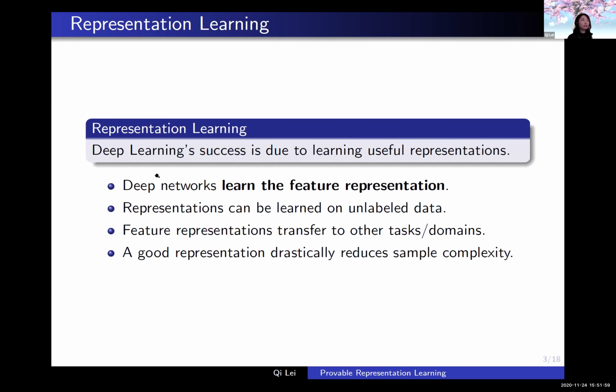In recent years, we have all seen the success stories of deep learning, and many people believe their success is due to learning useful representations. Such representations can be learned not only from supervised labels but also from self-supervised tasks, meaning they are learned from unlabeled data. We also hope such representations can help us transfer to other tasks and domains, and help us reduce sample complexity.